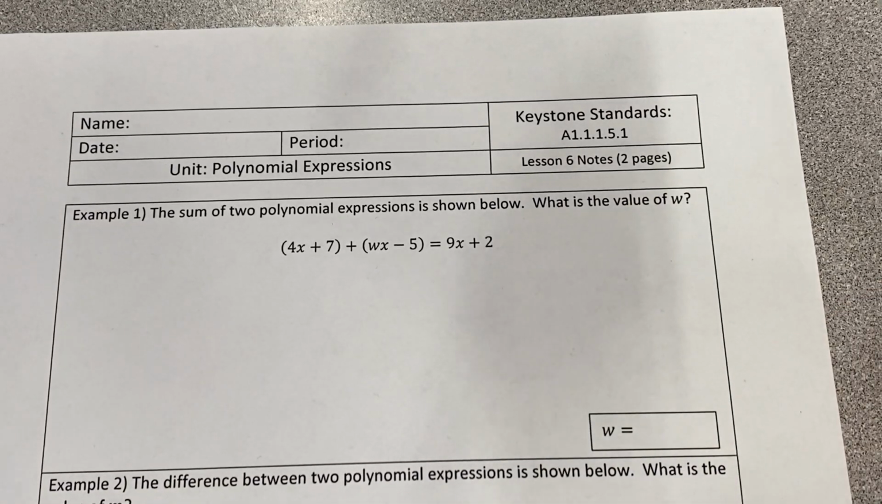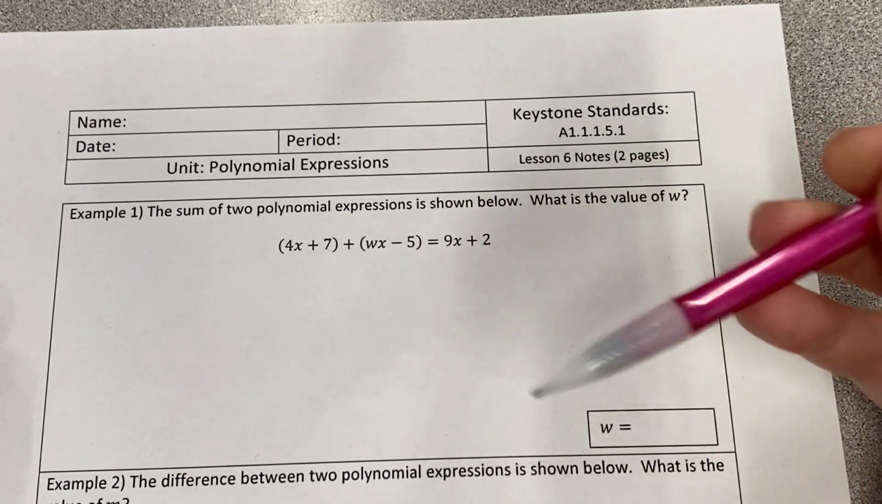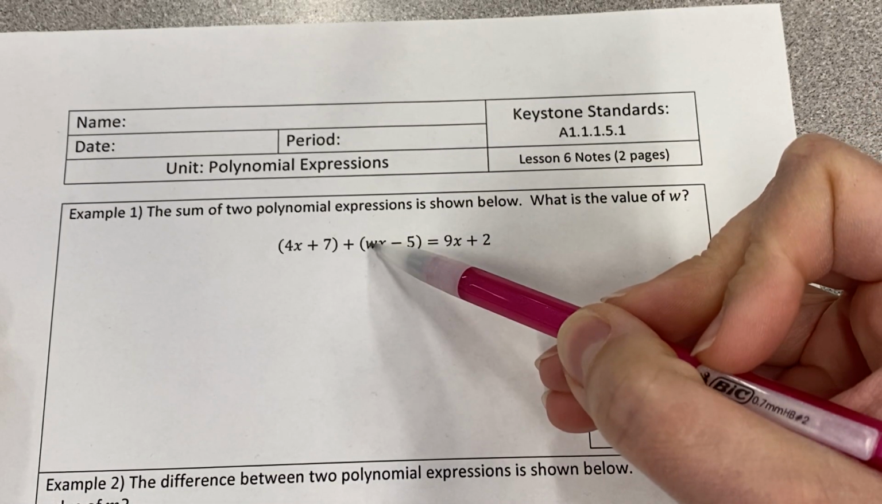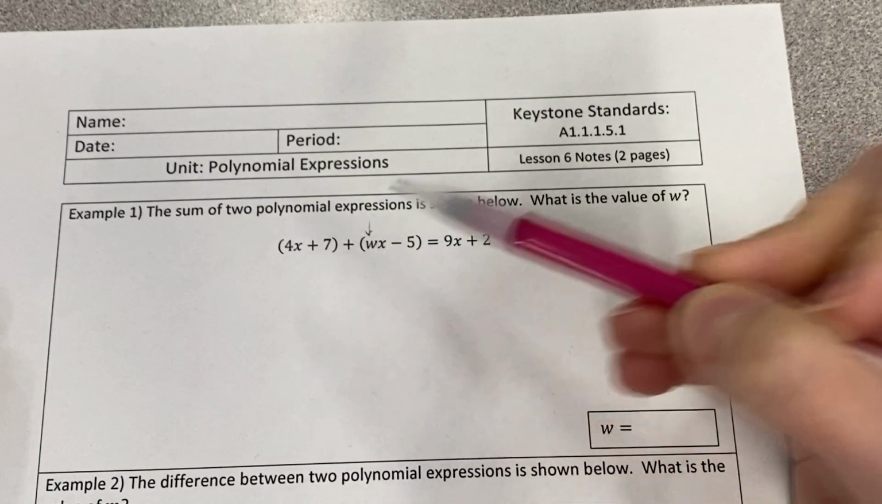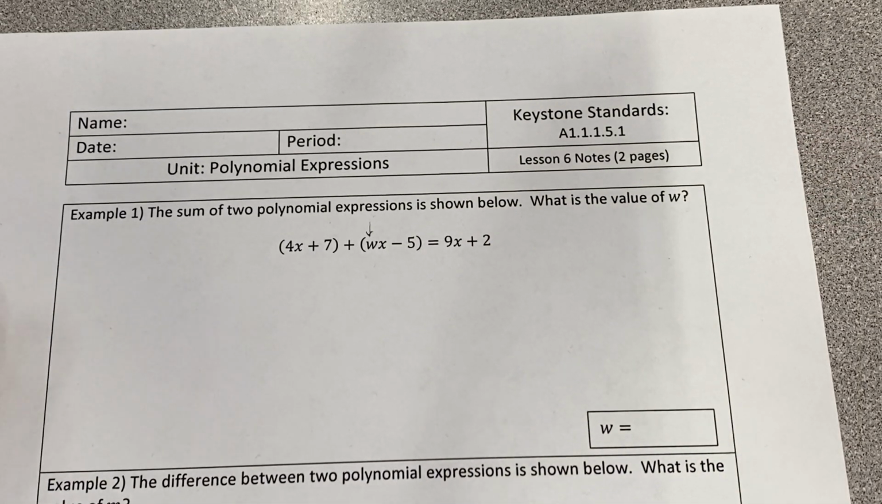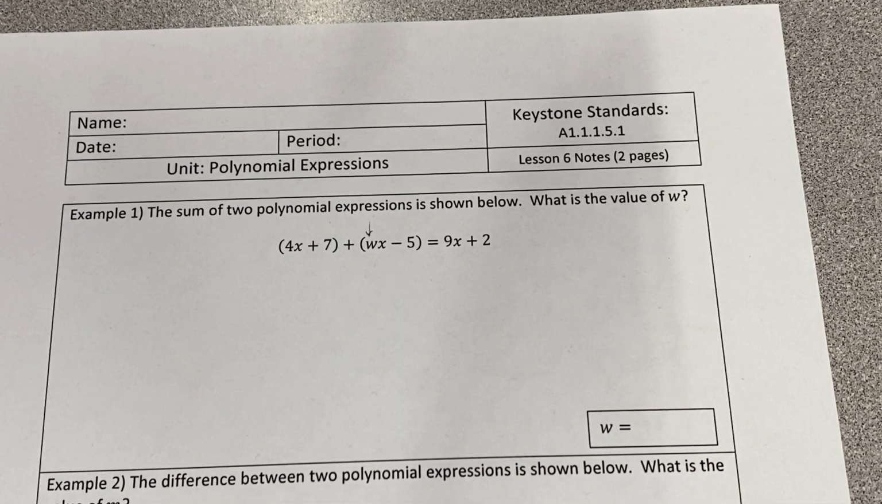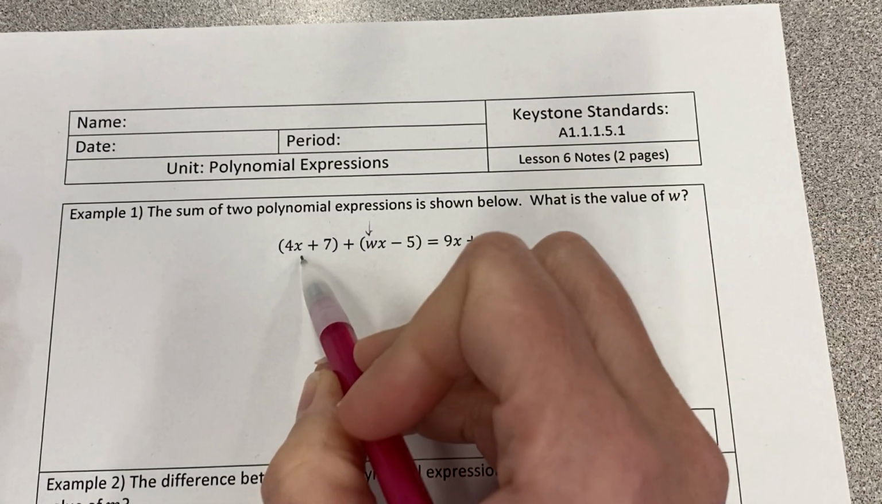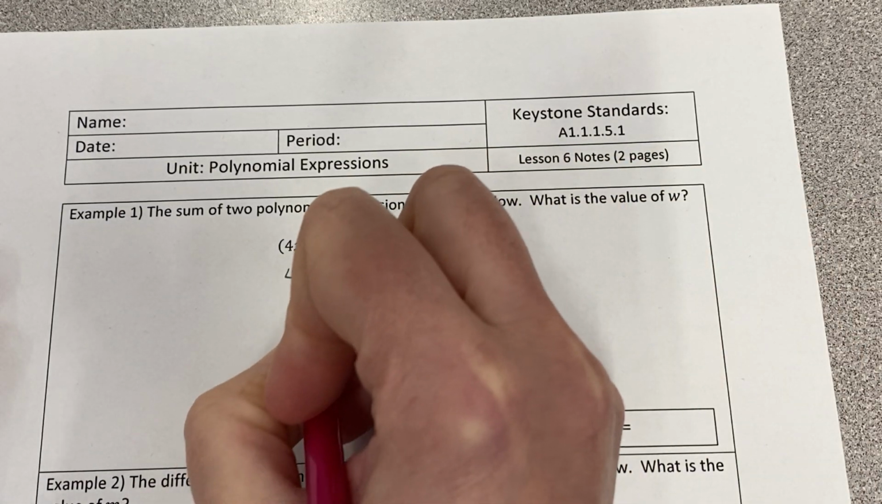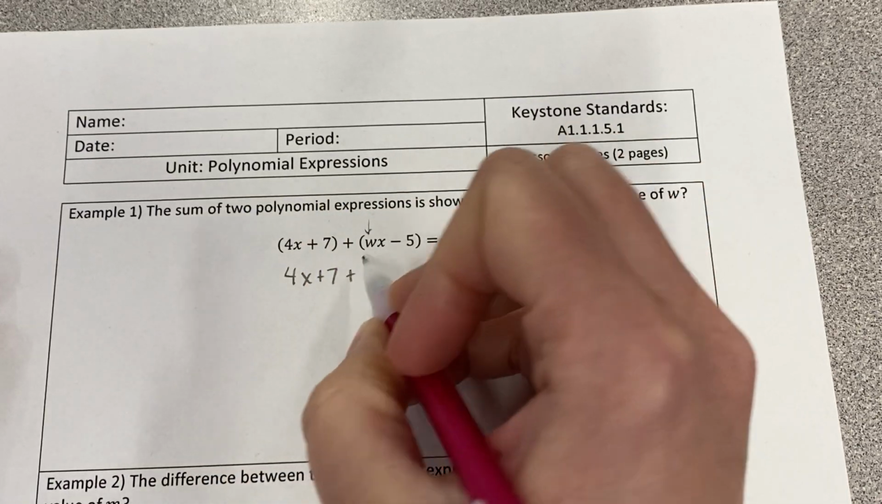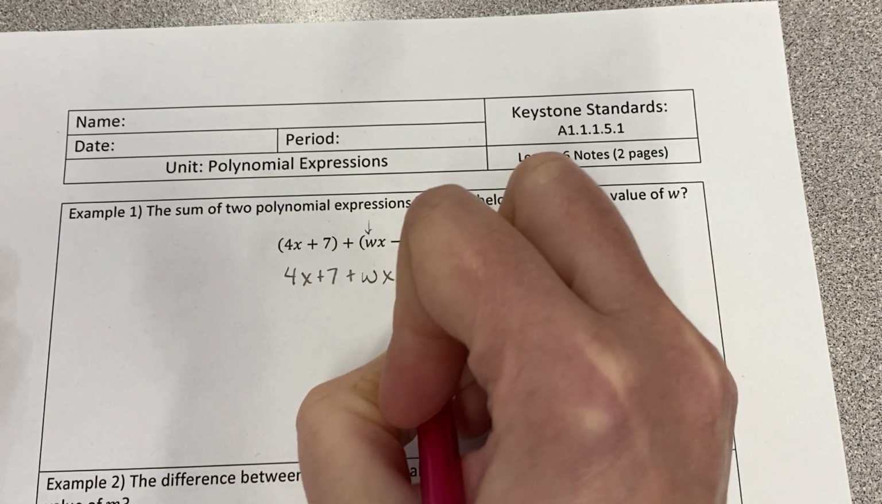Okay, so for our first example here, we want to find the value of W. So this is some number right here, we just don't know what it is. So what we're going to do is, for all of these, I like to group up my like terms on both sides and see what's happening. So what we really have going on here, we're adding these. So I'm just going to rewrite this without the parentheses.